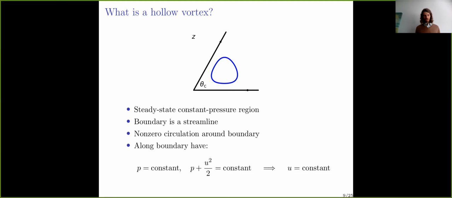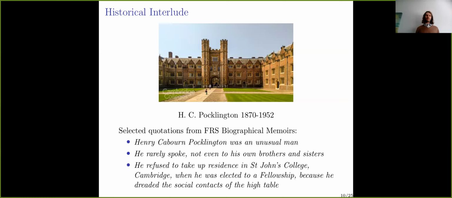So someone else solved a very similar problem with hollow vortices over a century ago. So let's have a brief historical interlude then. That was H.C. Pocklington. And I've selected a few interesting quotations from the Fellows of the Royal Society biographical memoirs of him. So Henry Cabourn Pocklington was an unusual man. He rarely spoke, not even to his own brothers and sisters. And he refused to take up residence in St. John's College, Cambridge, pictured above, when he was elected to a fellowship because he dreaded the social contacts at the high table. So sounds like a pretty relatable guy.